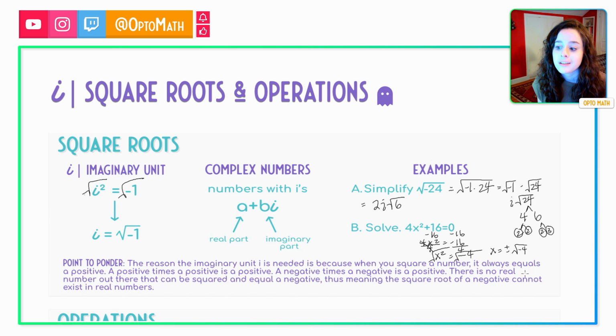Well, we know that a negative inside of the radical becomes an I on the outside of the radical. And we know the square root of 4 is 2. So that's just plus or minus 2I for our final answer for B.